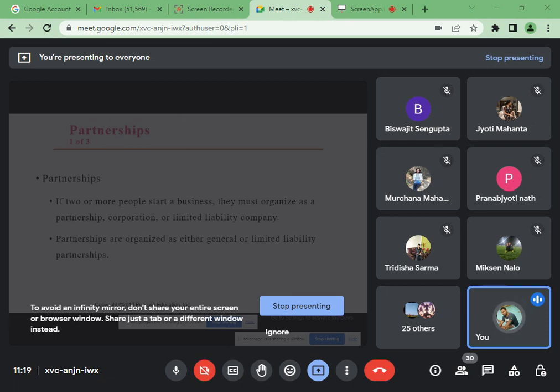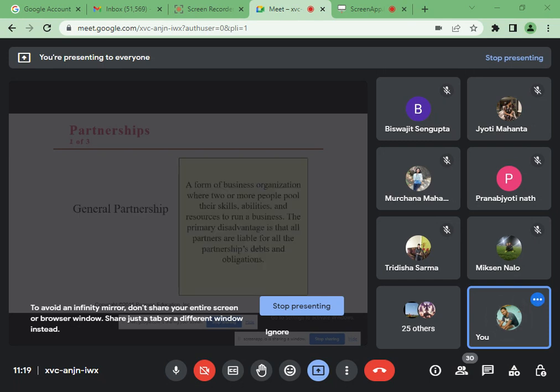Partnerships. If two or more people start a business, they must organize as a partnership, corporation, or limited liability company. Partnerships are organized as either general or limited partnerships. A general partnership is a form of business organization where two or more people pool their skills, abilities, and resources to run a business. The primary disadvantage is that all partners are liable for the partnership's debts and obligations.